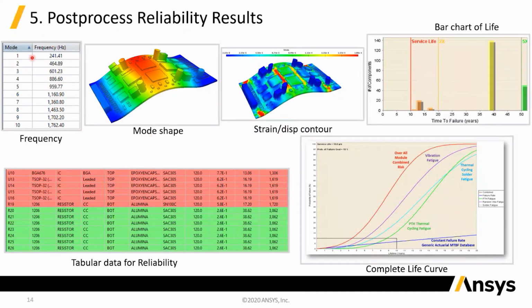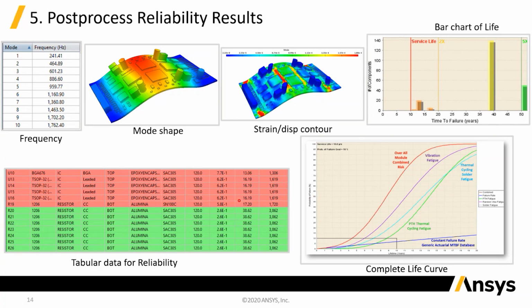It could be tabular results, like frequency results, or it could be showing the mode shapes. It could be contour plots of strain or displacements. And it also gives the Y-wheel plot of individual failure mechanisms, as well as the combined risk of the entire PCB following all the failure mechanisms, which could be thermal environment or vibration environment or shock, or any other things.